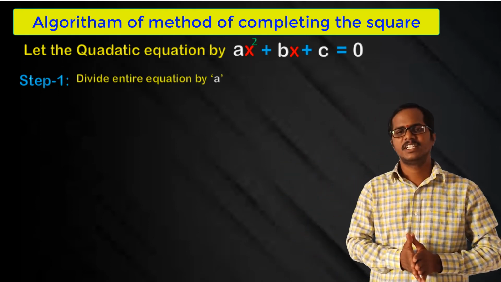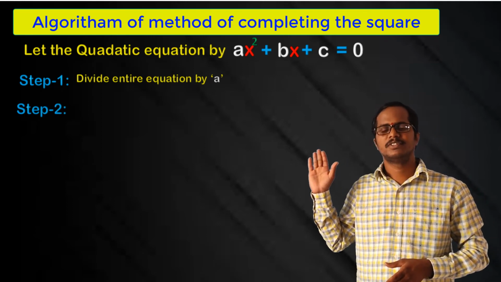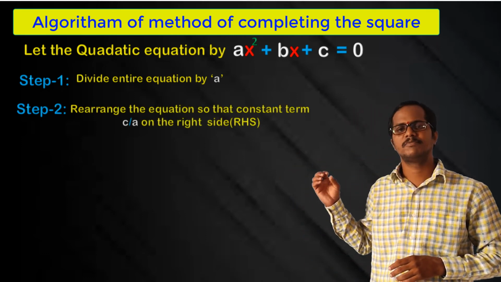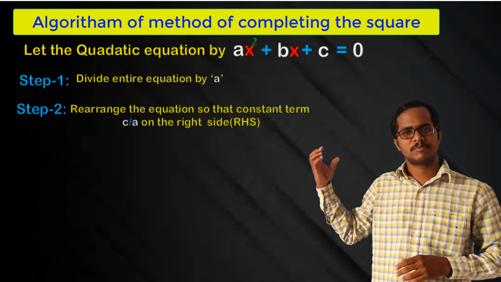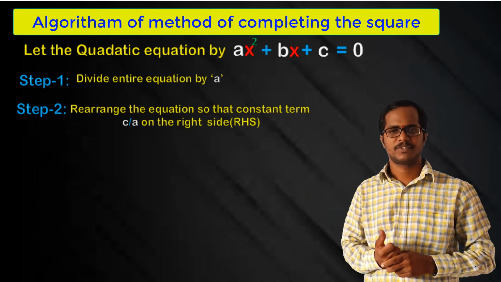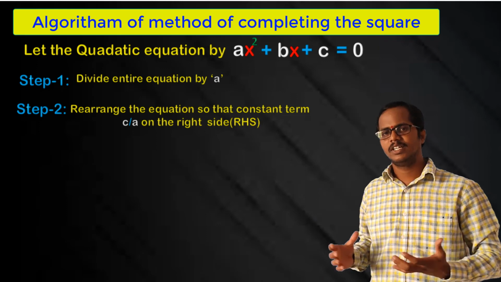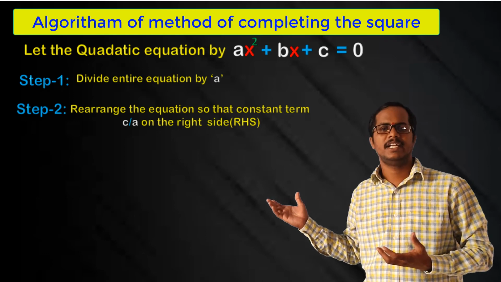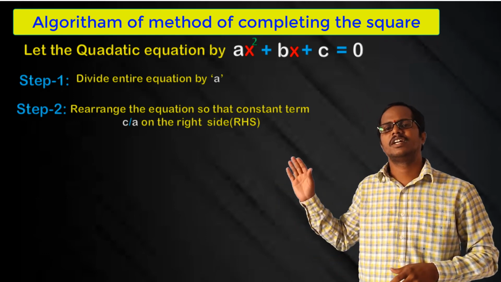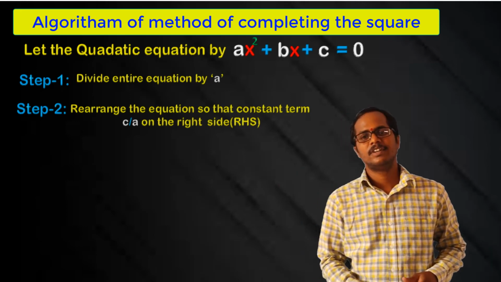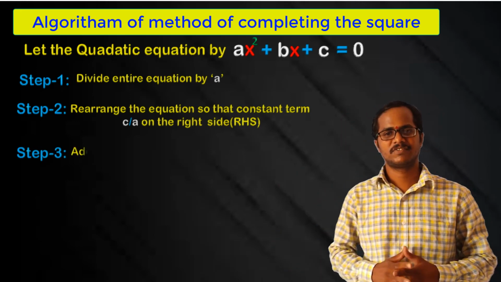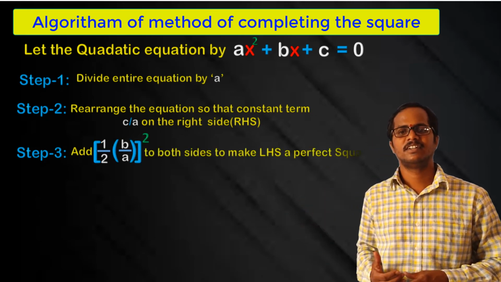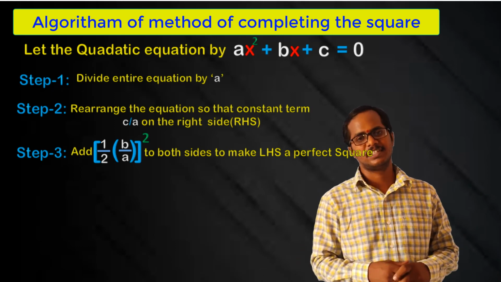Next, in the second step, we have to transpose the constant term to the right hand side, so we write the term c by a on the right hand side part. After transposing, to make the left hand side part a perfect square, we add some term on both sides. So what term do we have to add? To make LHS a perfect square, we have to add 1 by 2 into b by a whole square on both sides of this equation.